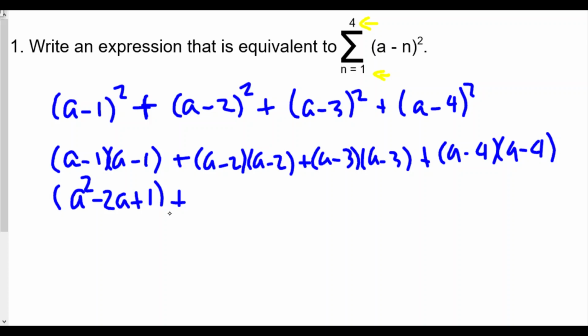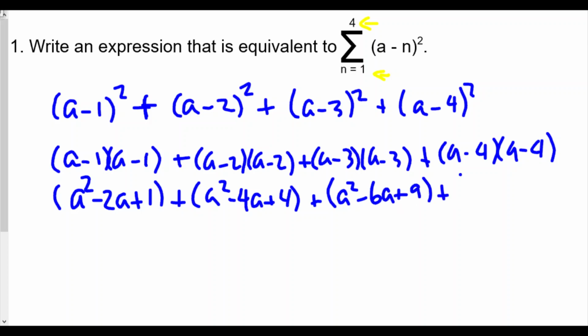plus a squared minus 4a plus 4 for the second one, plus a squared minus 6a plus 9 for the third one, plus a squared minus 8a plus 16. Now, I'm not going to show all the steps of multiplying, because that's for another lesson that we watched before, on how to distribute polynomials using a box method and such. So you can definitely go back and watch that.